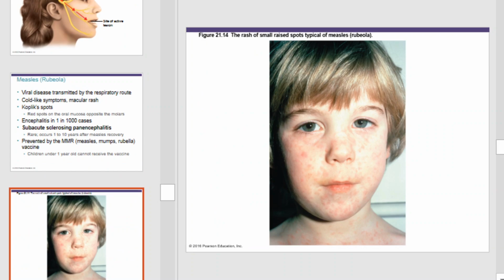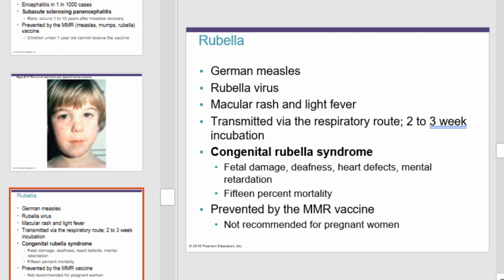This is what a patient might look like with a rash of small raised spots typical of measles. Rubella is German measles. Rubella viruses cause German measles, and they'll give you a macular rash and light fever. German measles is transmitted via the respiratory route and has a 2 to 3 week incubation period. The rubella virus can also cause congenital rubella syndrome, which is fetal damage, deafness, heart defects, and mental retardation as a result of exposure to the virus.